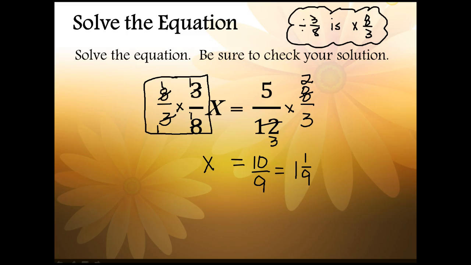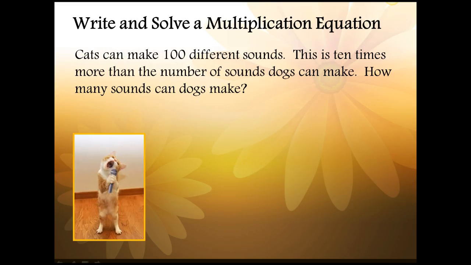get the same answer. Cats can make 100 different sounds. This is 10 times more than the number of sounds dogs can make. How many sounds can dogs make?